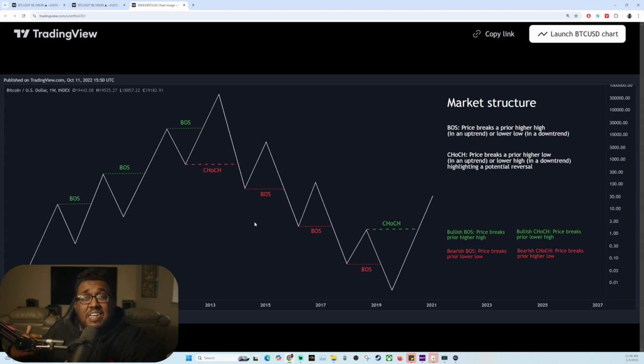This is, I cannot stress enough. So you're going to see two layers over here: 2 for bearish, 2 for bullish. You can see bullish BOS, that's a green BOS right here. Price breaks prior higher high. That means every time you make a new high in an upward trend, you're going to have a break of structure. This was the previous high, you broke above it, there is now a break of structure there.